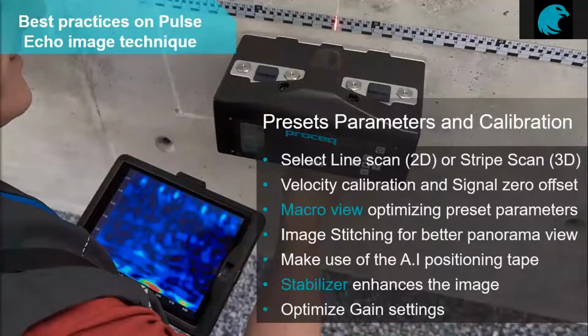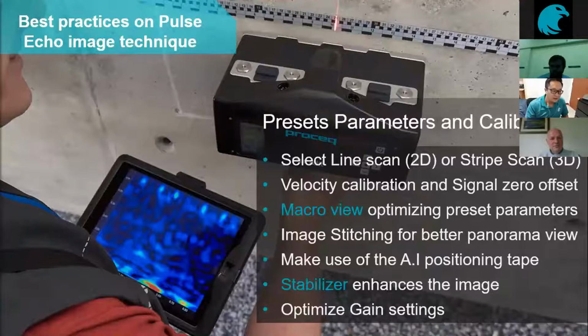So before that, when we go ahead for concrete testing with ultrasound Pulse-Echo, we should understand some preset parameters and how to calibrate the velocity. It's very important. It's a key for successful UPE data collection. So this includes, first, choosing whether we set up a line scan for a 2D image or a 3D scan.